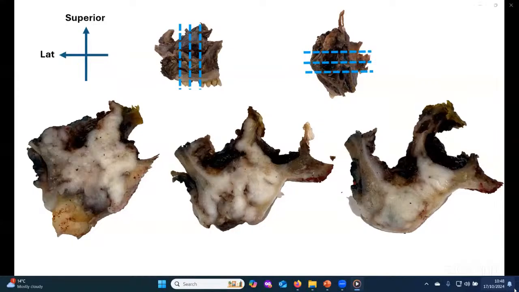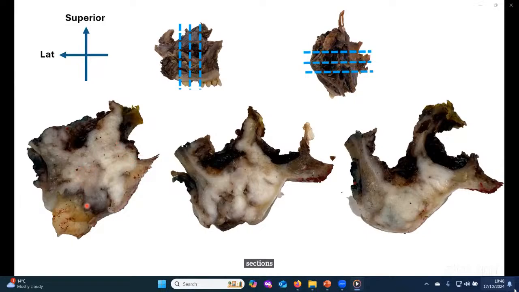In this case, you can see the extent of this sinonasal carcinoma. The medial wall of the antrum is involved. The lateral wall and nasal mucosa is involved too. There is breach of the medial wall into the nasal cavity evident in all three sections.